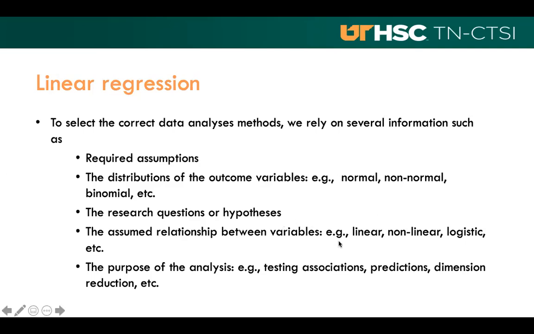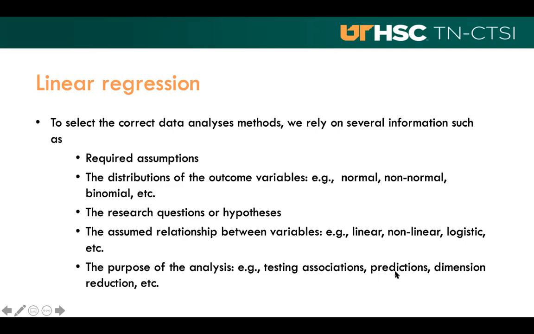variables. Is there a linear relationship between the variables, a non-linear relationship between the variables, or a logistic form of relationship, especially when the outcome variable is binomial or a given event, a yes or no type of outcome? And the purpose of the analysis is testing associations.